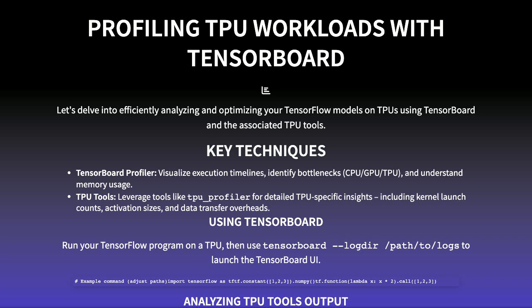Then we have the TPU tools, which provide very specific insights into the TPU behavior, things like the number of times kernels are launched, the size of activation data moving around, and even overhead related to transferring information between components. You'll run your TensorFlow program on a TPU, then use TensorBoard to launch an interface that lets you see all this data visually. And when looking at the TPU tools, we want to focus on things like excessive data transfers or inefficient kernel launches, as these are usually the first places we can make improvements.